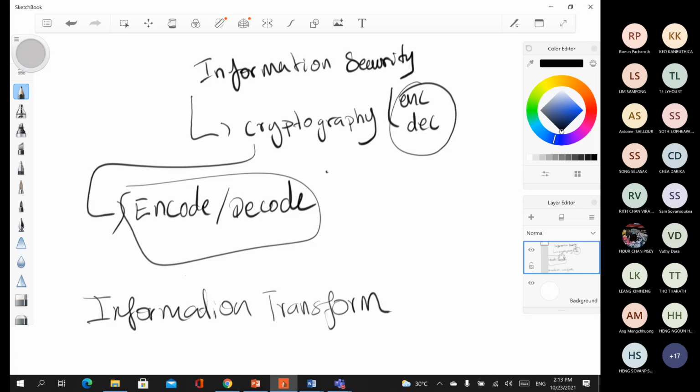Do you know what information transform is? What does it mean to transform? For example, if I use a magic wand to transform all of you into a horse. Information transform means that you convert one piece of information into another piece of information, and those two are not the same.